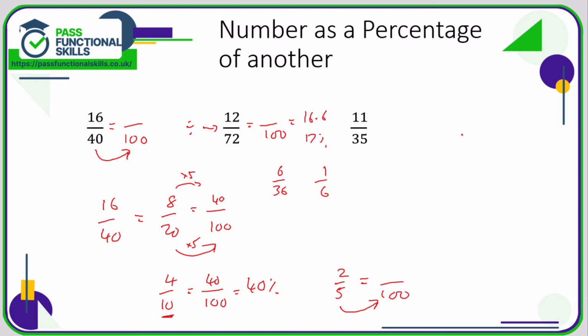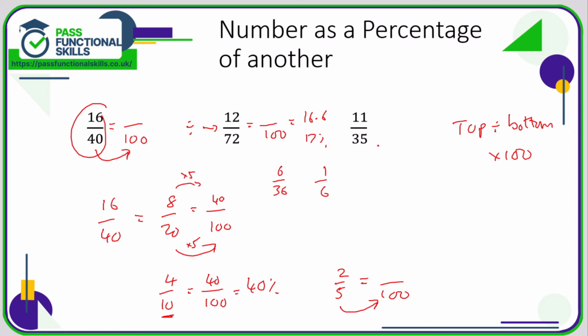So when you've got a fraction and you want to turn it into a percentage on a calculator, it's top divided by bottom multiplied by 100. In fact, we could have done that for the 16 out of 40. I mean, if you've got access to a calculator, it's absolutely fine. You don't have to do it mentally. 16 divided by 40 times 100 is 40%.